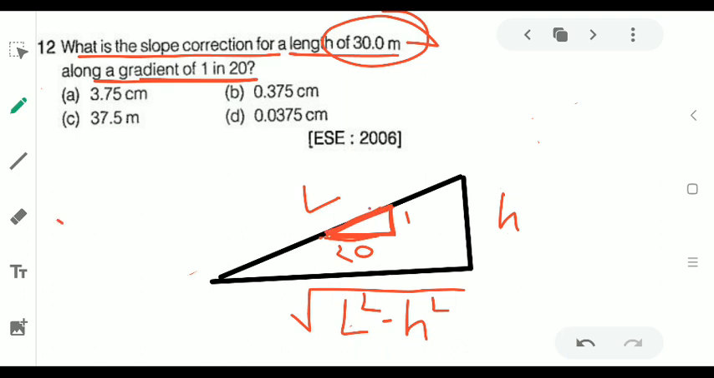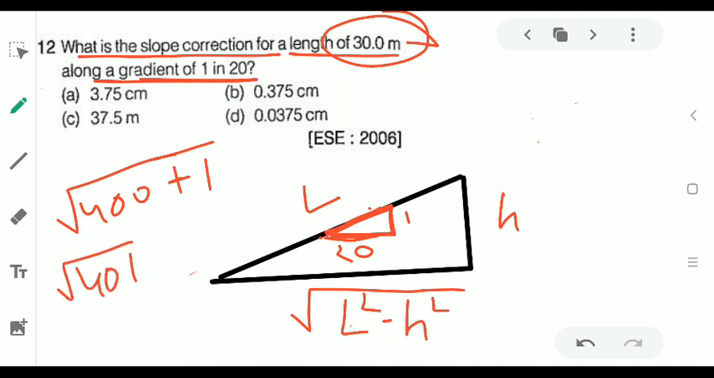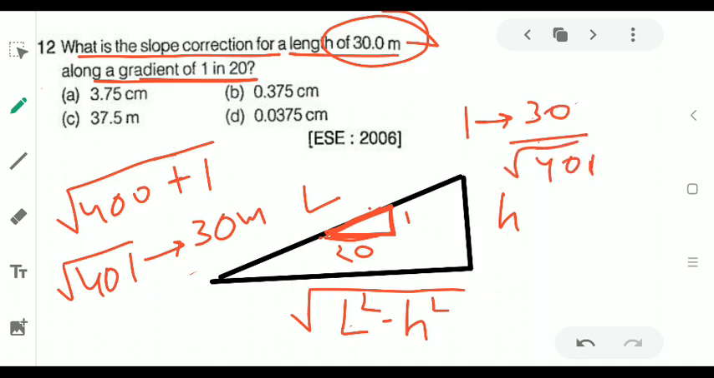What will its slope be? That will be the square root of 400, that is 20 square plus 1 square, that is square root of 401, that is corresponding to the value of 30 meter. So the value of 1 will be corresponding to 30 upon square root of 401. So that is the value of h.